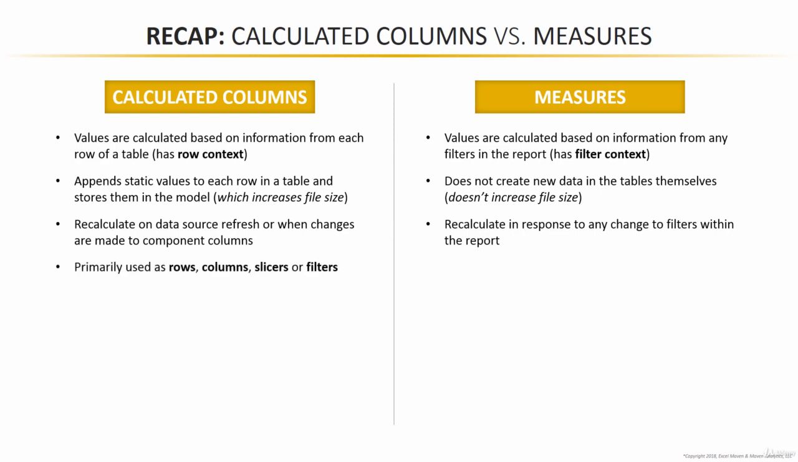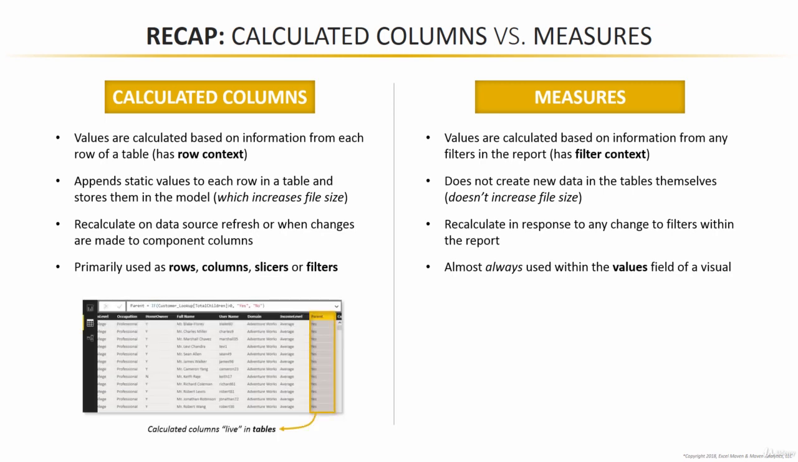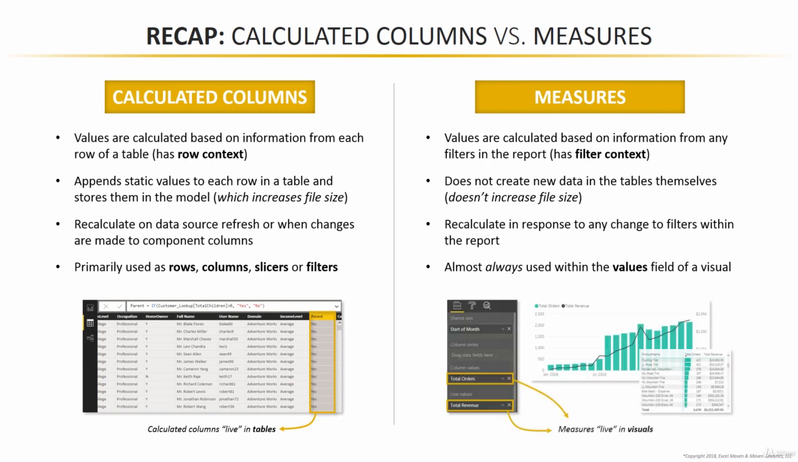And then calculated columns are primarily used for things like rows, columns, slicers, or filters. You often use them as dimensions to change the way you're viewing your data, whereas measures are almost always used within the values field of a visual. So when you create calculated columns, they live inside of the tables, and when you create measures, those measure values live within the visuals. So there you have it, quick cheat sheet for calculated columns versus DAX measures.